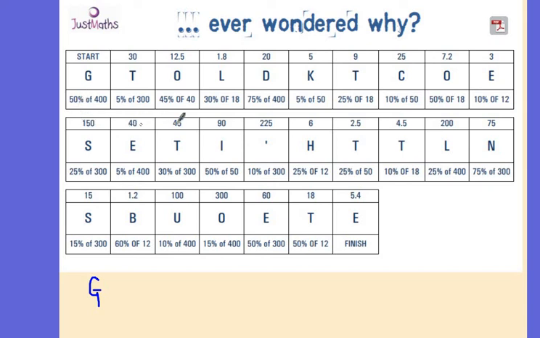This would lead me to the top of this row. So my second letter is L. I then work out what 25% of 400 would be, which would give me 100. 25% of 400 is 100. So my next letter is U.